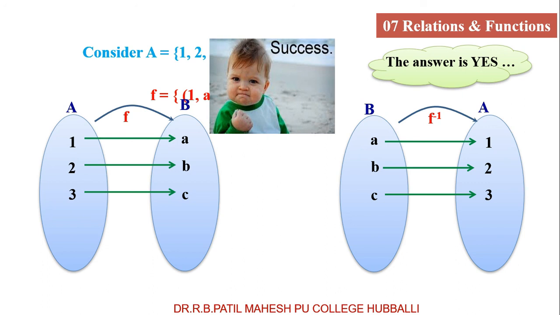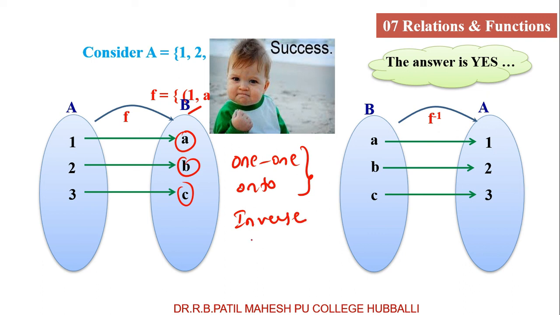For what reason is the answer yes? Here the function is 1-1 as well as onto. You can check. This function is 1-1. 1-1 means, try to recall, different elements have different images. Therefore it is 1-1. And also this function is onto. Why is it onto? Every element of the set B is an image. Therefore this function is 1-1 as well as onto. That's why we can define the inverse function. That inverse function we define only when the function is 1-1 and onto.